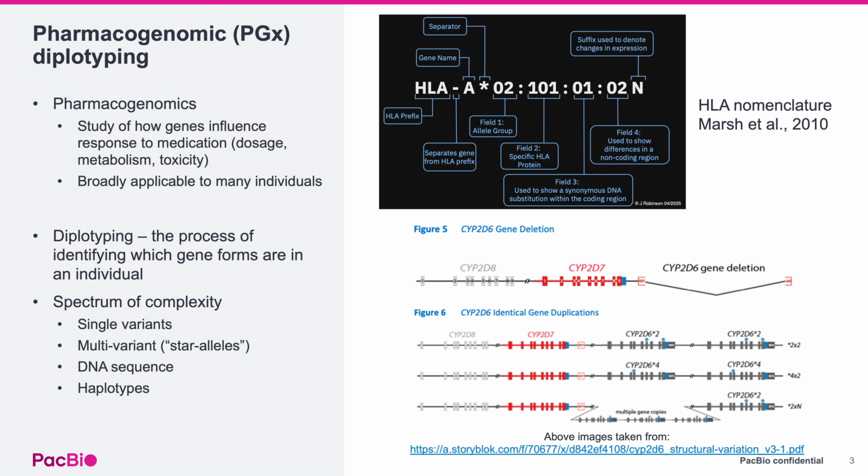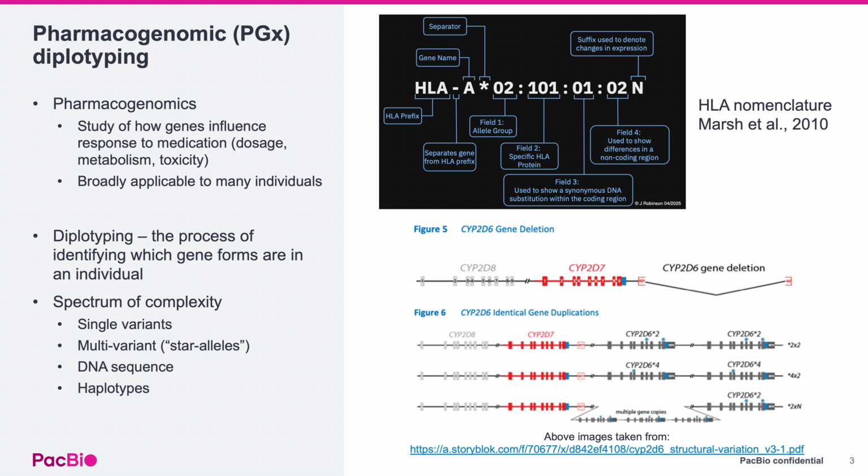Because of this, pharmacogenomics is really broadly applicable to pretty much everyone. And in fact, at some point in your life, you will likely receive a pharmacogenomic test for the purpose of determining what treatments are best for you as an individual. That test will perform a process called diplotyping, which is where we actually identify which gene forms are present in that individual.